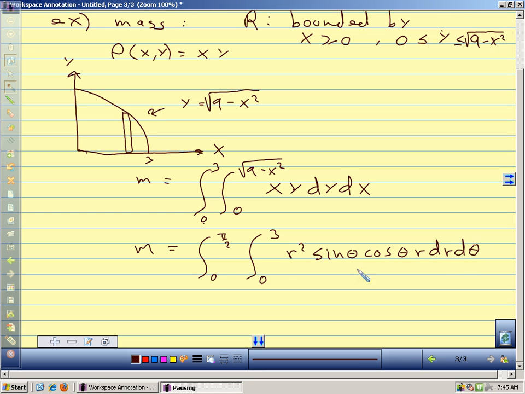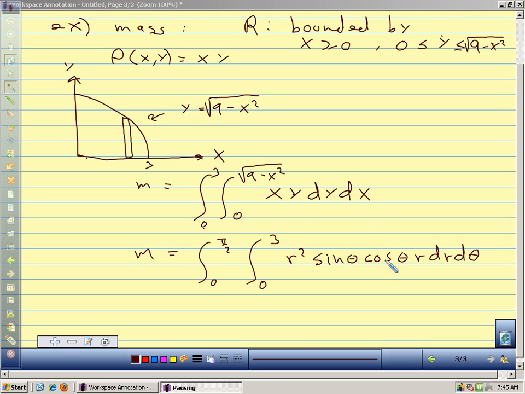I think this one's going to be easier. This one's pretty easy. But you can do it either way. If we evaluate this out, either way you evaluate it, it should be fairly straightforward. So I'm just going to set these up. I'm not going to evaluate them. So that's our setup for finding the mass.